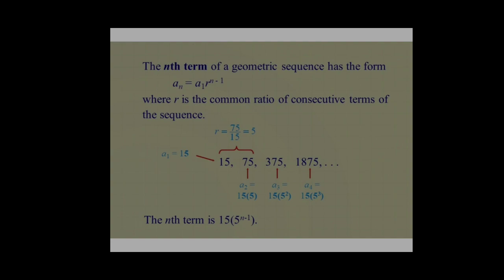So the formula is a sub n equals a sub 1 times r to the n minus 1. So it will be 15, which is a sub 1, times 5, which is the ratio, to the n minus 1.